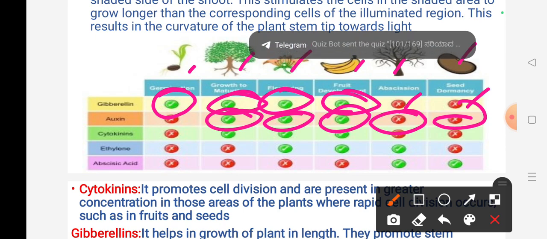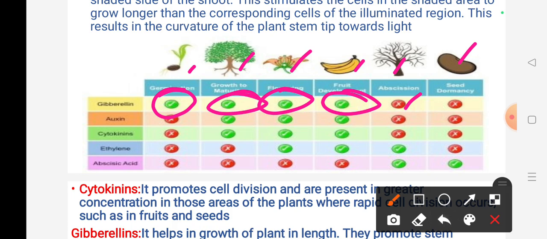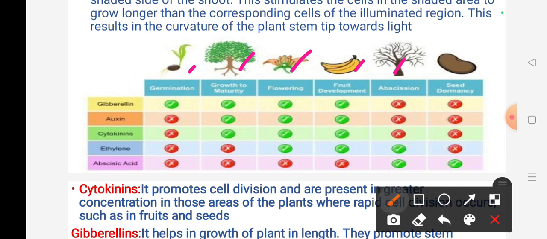Then next, cytokinin. Cytokinin is not secreted at the time of germination, but it is secreted at the time of growth to maturity, at the time of flowering, at the time of fruit development. In abscission and seed dormancy, it's not secreted. That is cytokinin.